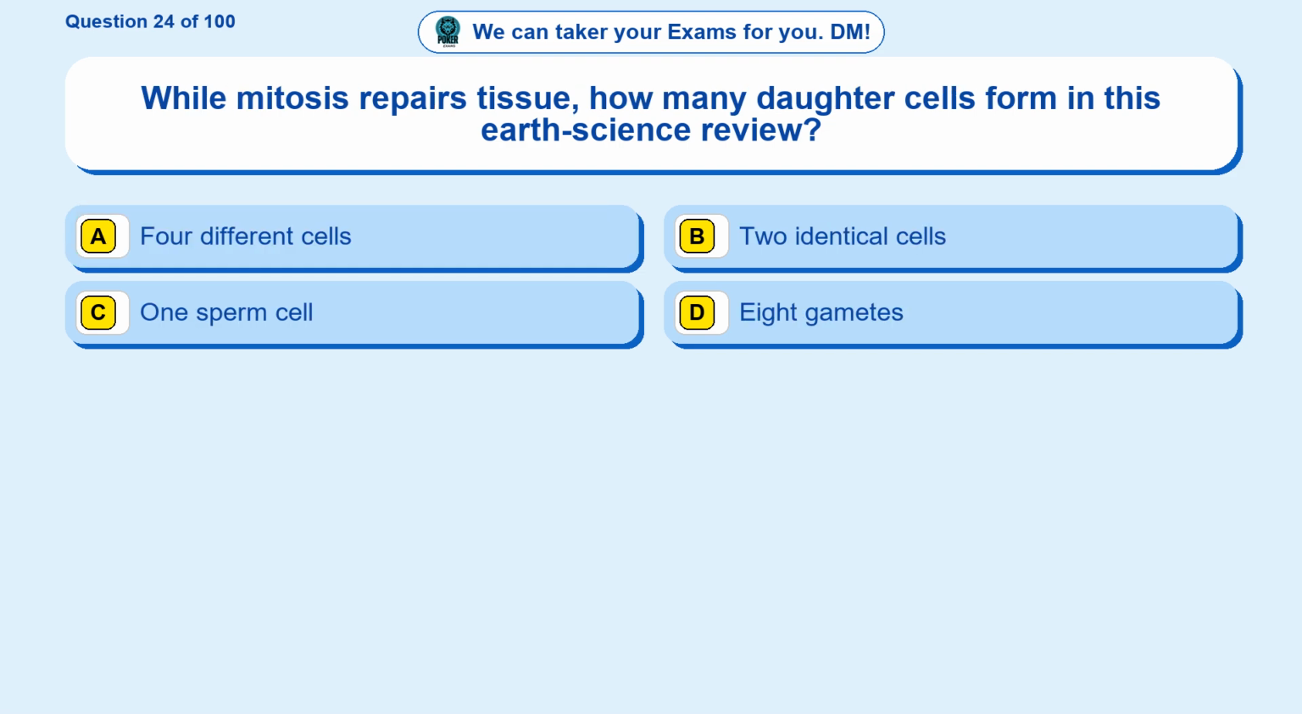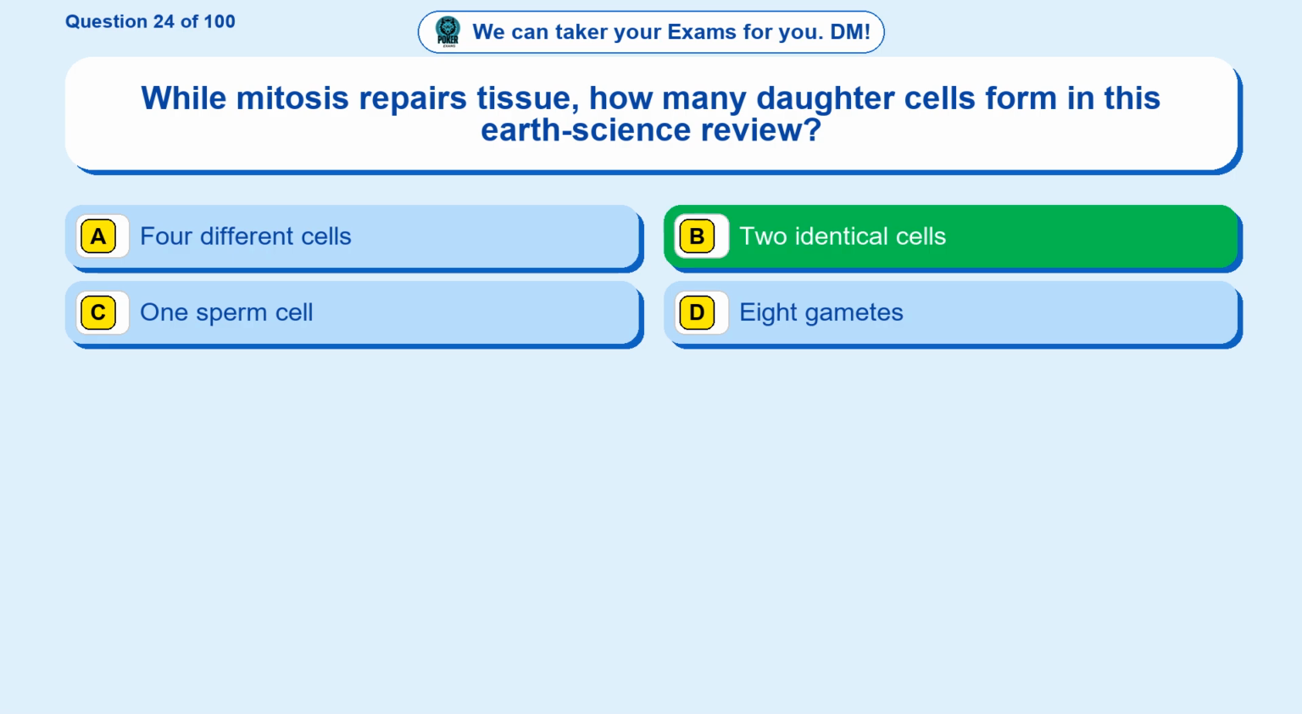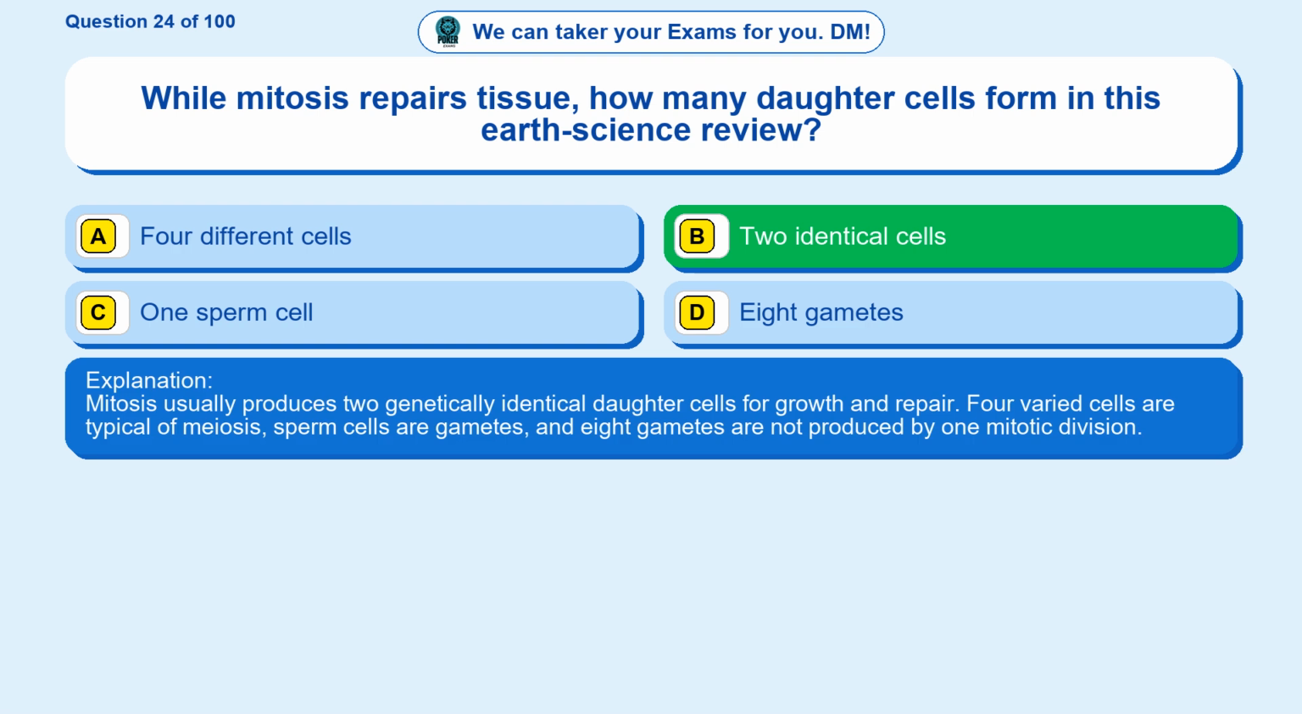Question 24. While mitosis repairs tissue, how many daughter cells form in this Earth Science Review? Option A. 4 different cells. Option B. 2 identical cells. Option C. 1 sperm cell. Option D, 8 gametes. The correct answer is option B. 2 identical cells. Mitosis usually produces 2 genetically identical daughter cells for growth and repair. 4 varied cells are typical of meiosis, sperm cells are gametes, and 8 gametes are not produced by one mitotic division.